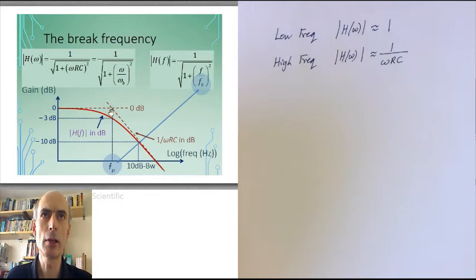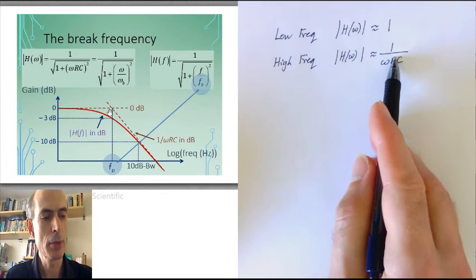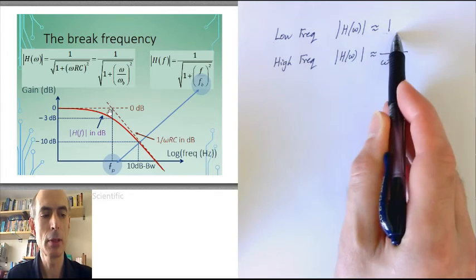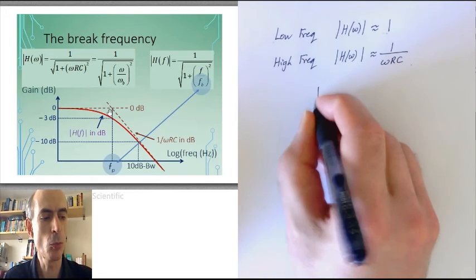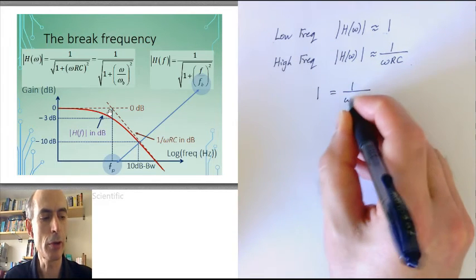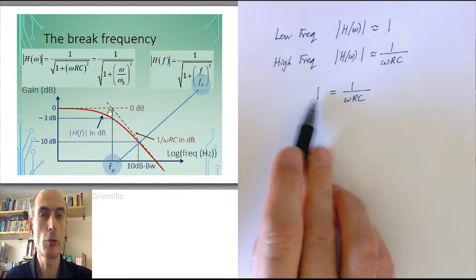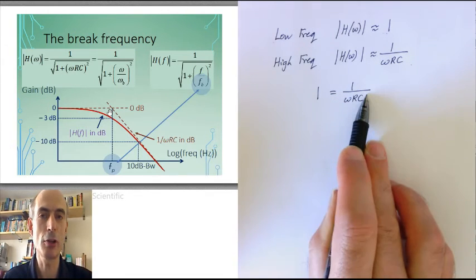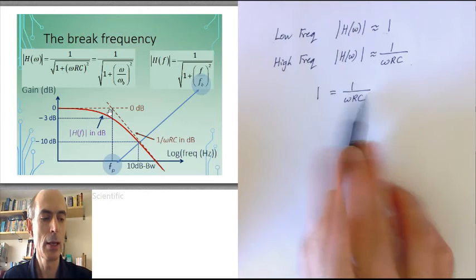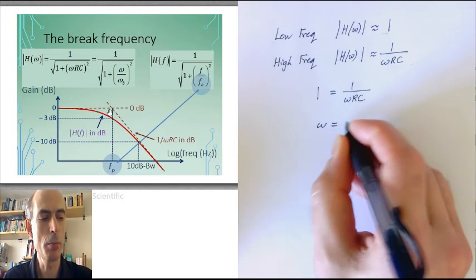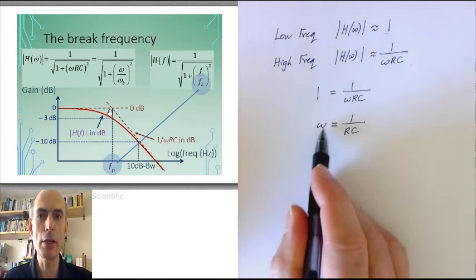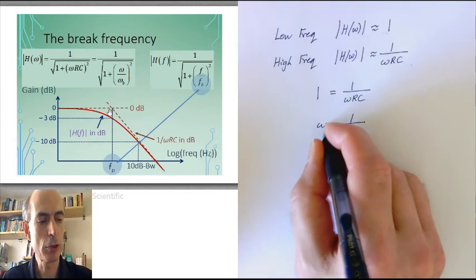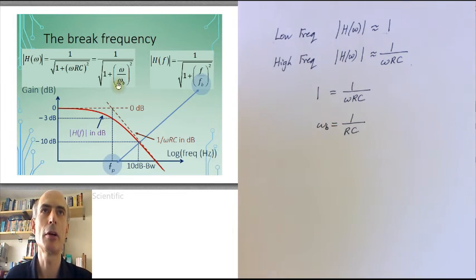Well, those two straight lines meet at a certain frequency. And the frequency they meet is where the low frequency approximation gives the same value as the high frequency approximation. In other words, 1 equals 1 over omega RC. The low frequency approximation gives the same result as the high frequency approximation. And that happens at the frequency omega of 1 over RC. And this is known as the break or corner frequency. I've called it omega B in the slide up here.